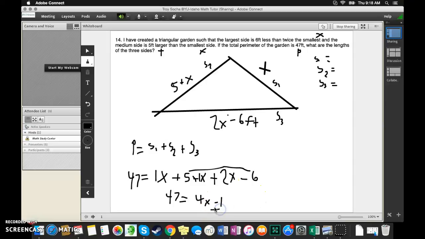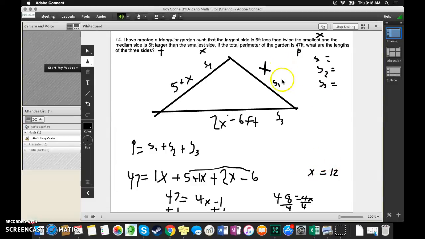Now we're going to add 1, because we have a minus 1 there. So we have to do the opposite operation. 48. And then equals 4x. Now if we divide by 4, x equals 12. All right, so that was just solving to get x.